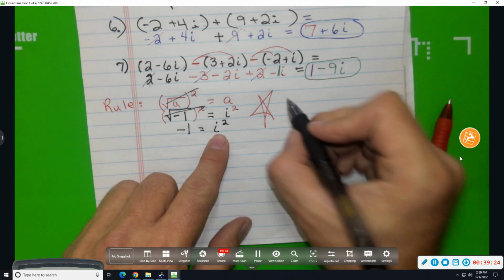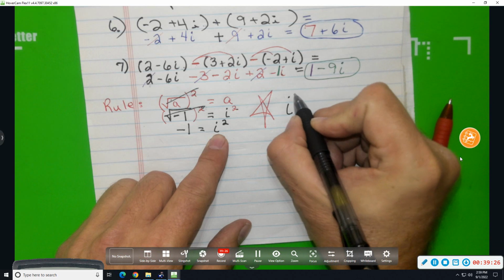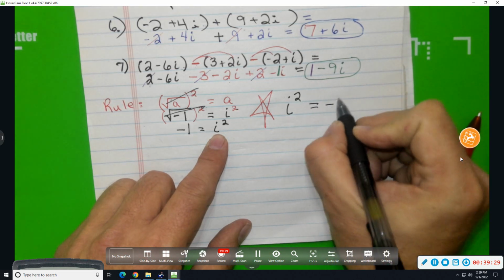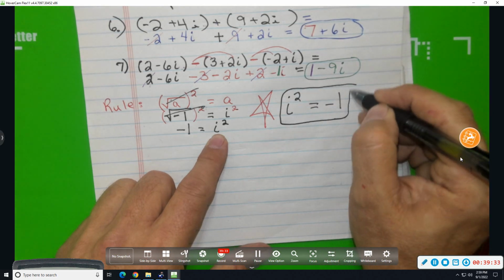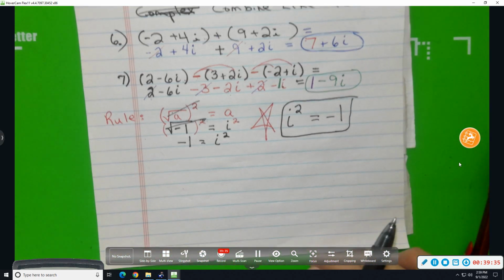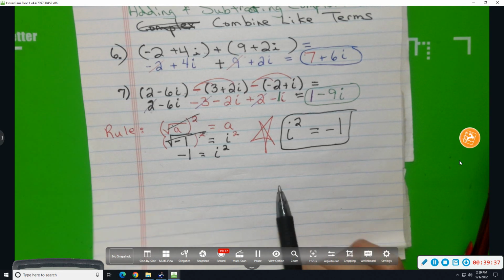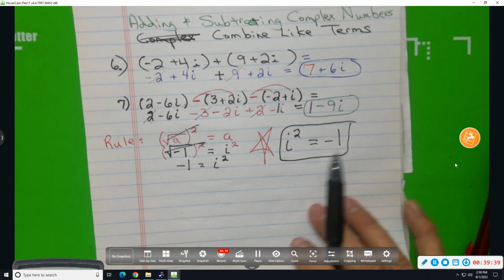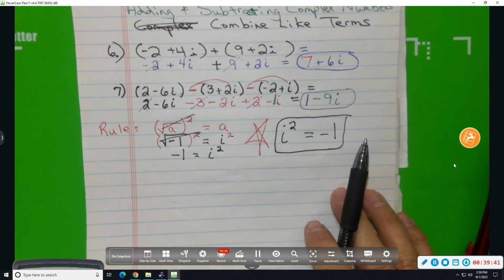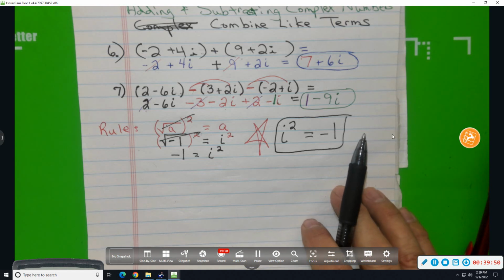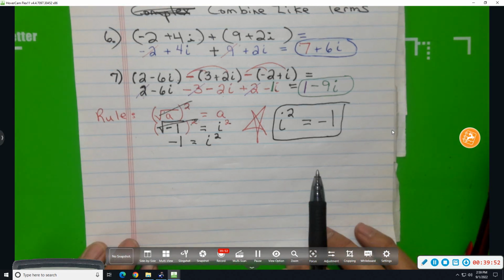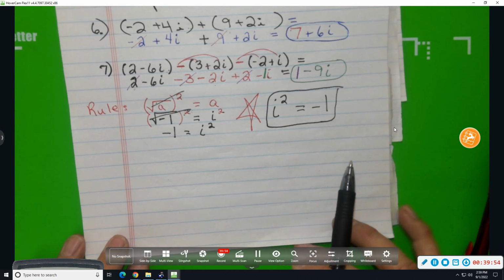Let me write that reversing it. I squared is negative 1. That's a rule you're going to use on the rest of the problems we do today. I squared is negative 1. Every time you see an I squared, you're going to stop and replace it with a negative 1. Okay? You can have an I in your answer, but you cannot have powers of I in your answer.